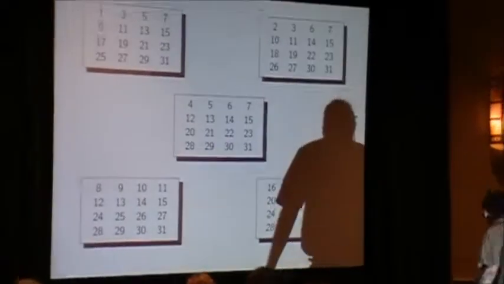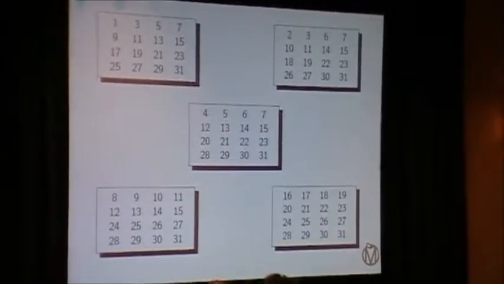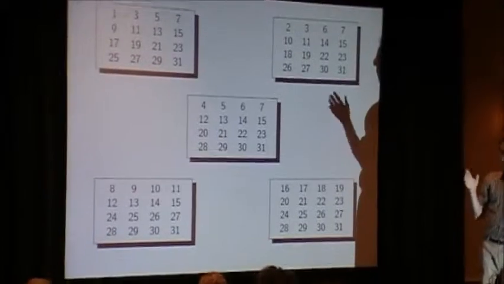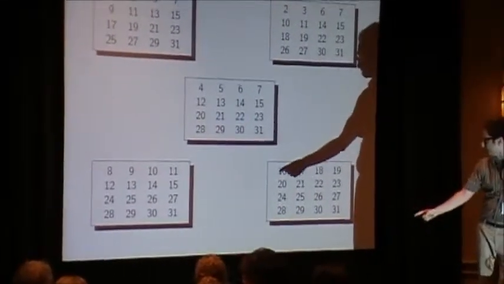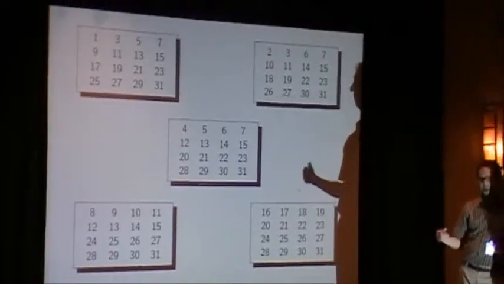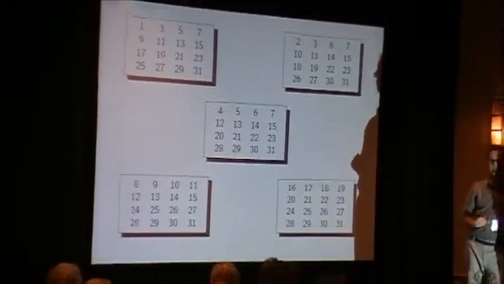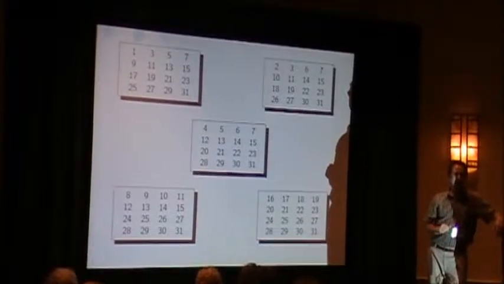Okay, so here's how I do my trick. Those are powers of 2. What I actually do is, if you say yes, then I'll add this magic number, the top left number, and if you say no, then I don't have it. So let's see if you can guess my favorite number.